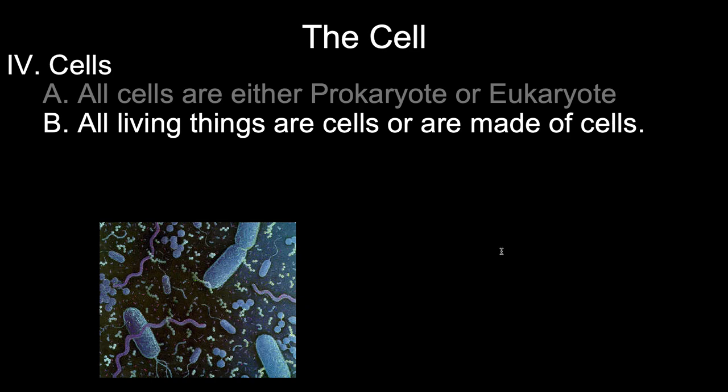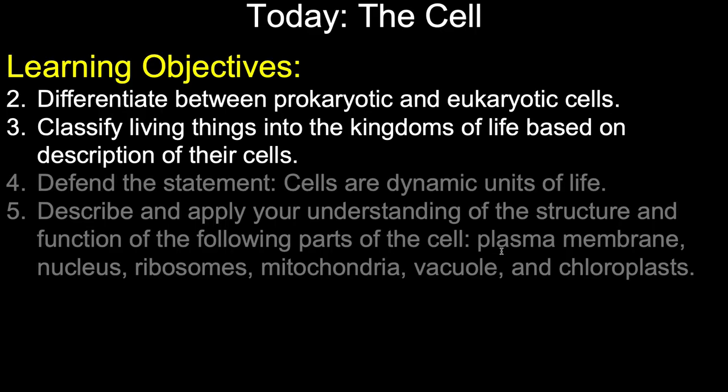Okay, so all living things either are cells, like our bacteria, like our protists, like our archaea, where they are a single cell, or are made up of cells, like our animals and our plants, and most of our fungi. And later on, I wasn't sure if I could illustrate in this video the point of defending the statement that cells are dynamic units of life. We're going to get to that, hopefully at some point, so that you can be able to explain that concept. But after this video, you should be able to differentiate between prokaryotic and eukaryotic cells and classify living things into the kingdoms of life based on the description of their cells.